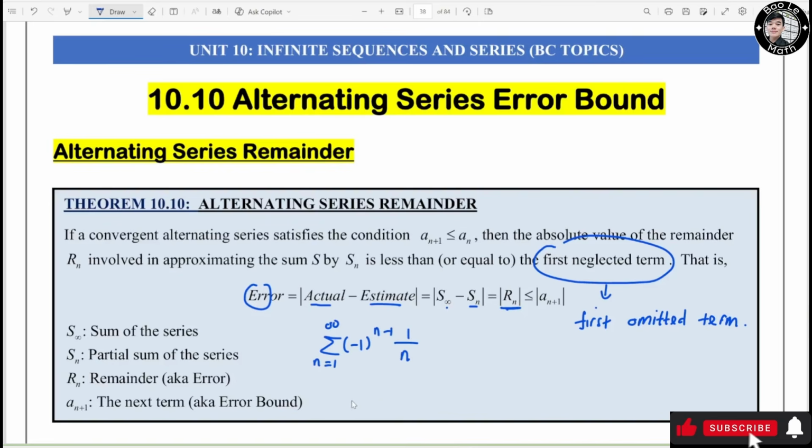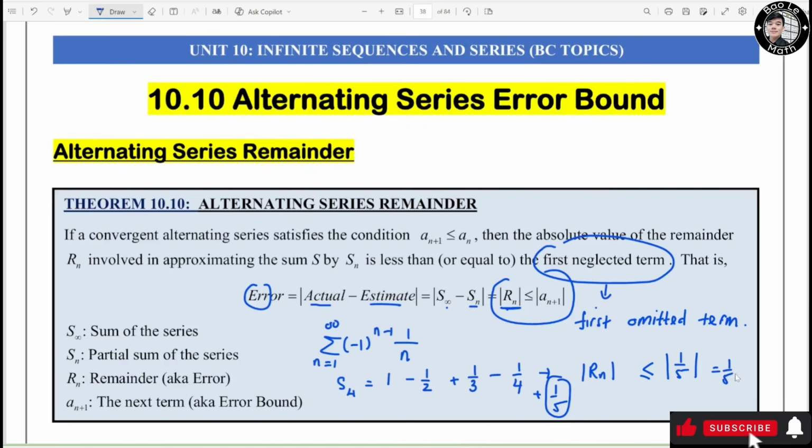If we stop at 4, we have S4 equals: if n equals 1, we have 1. n equals 2, we have negative 1 over 2. n equals 3, we have 1 over 3. n equals 4, we have negative 1 over 4, right? So if we use this formula, the absolute value of the remainder is going to be less than or equal to the next omitted term, which means the absolute value of the next one right here, which should be plus 1 over 5. So it should be the absolute value of 1 over 5, and it's going to be 1 over 5. So keep that in mind.